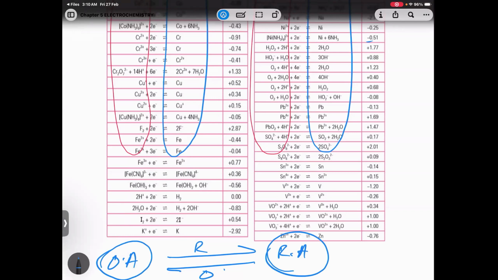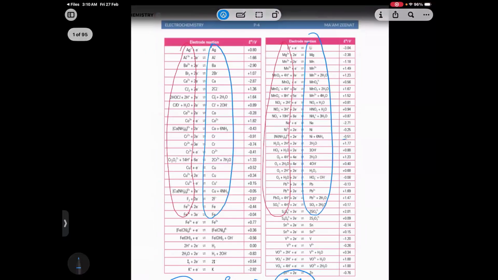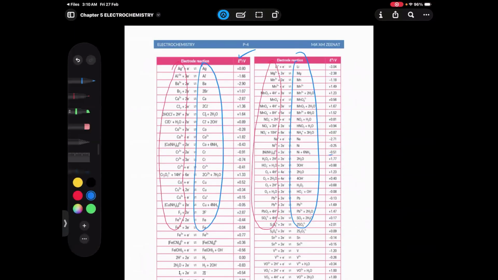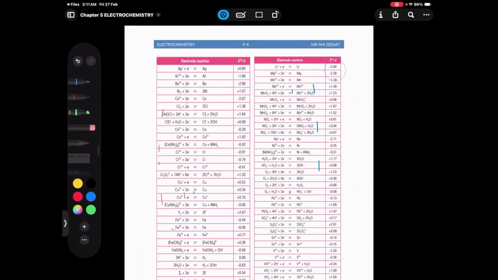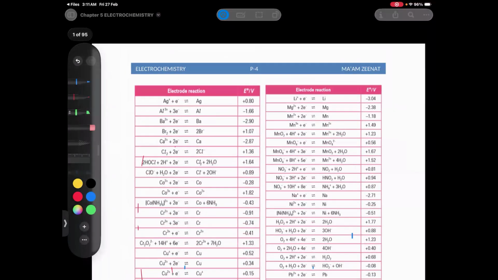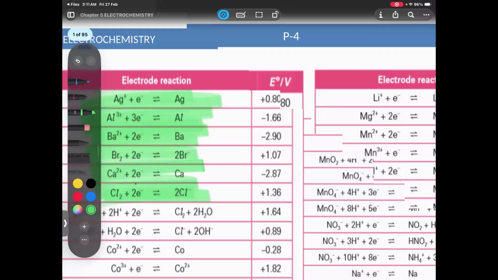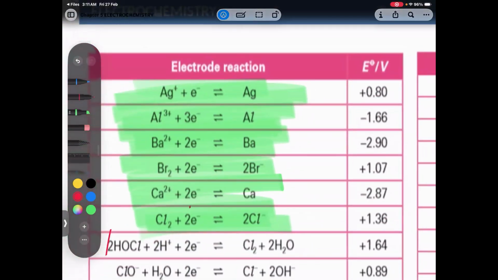The value. The larger the value, large E naught, more is reduction. Larger E naught, like for instance, if I compare only these four, among these, which one has larger E naught? See, the 1.36. So among these, which one has more tendency to gain? Chlorine.